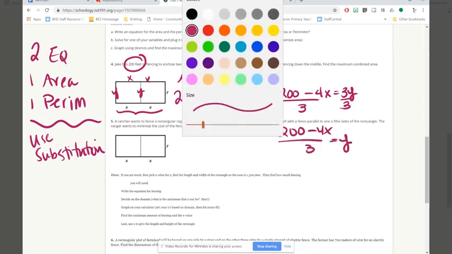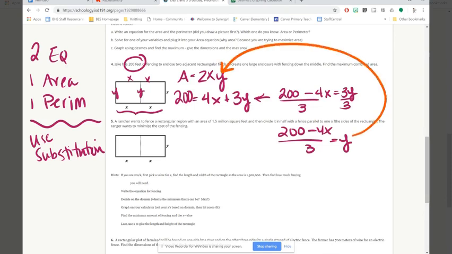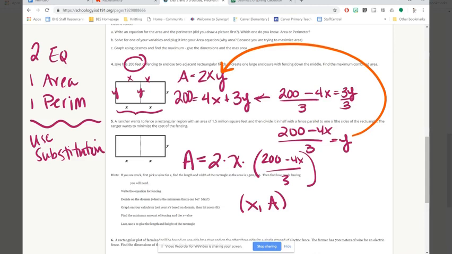And then using substitution, I'm going to take this and plug it back up here. So I know I'm kind of all over the place with my work. So area equals 2 times x, and my y is (200 minus 4x) divided by 3. And this is what I'm going to type into Desmos right now, knowing that I'm typing in an area function. So what I'm going to get out is going to be x comma a, technically, where x is part of my fence, and a is the area of my fence.